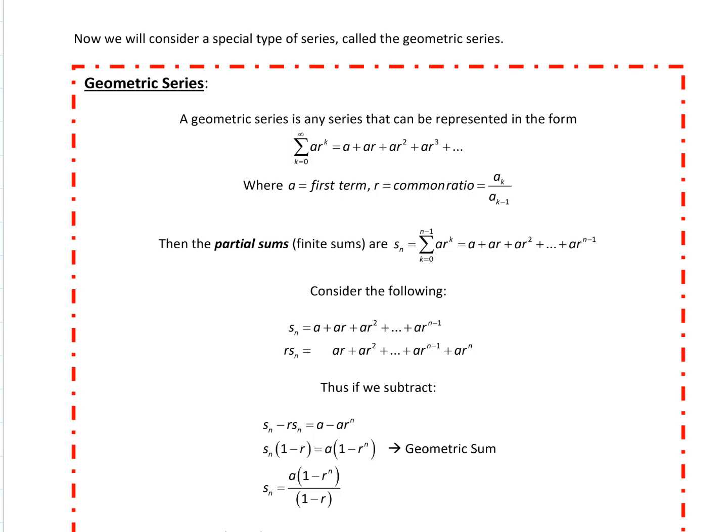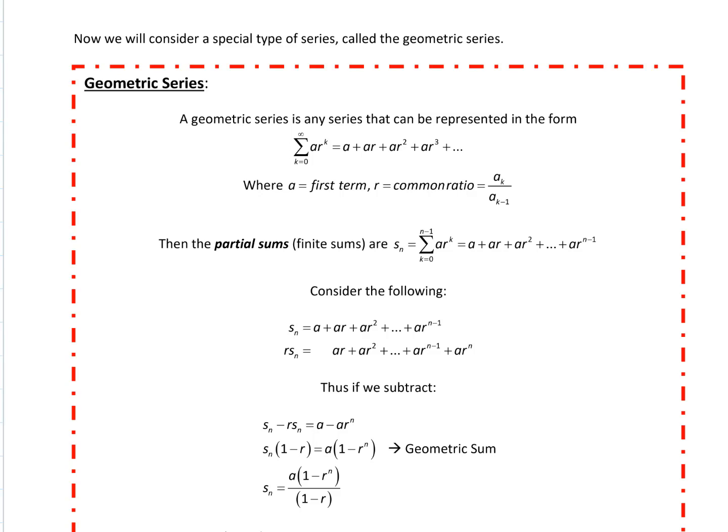For our next set of examples of series in section 11.2, I want to focus on a very specific series called a geometric series. Now, we already looked at geometric sequences in the sequence section, so now we're going to look at adding up those terms. So a geometric series is any series that can be represented in this form: the summation from 0 to infinity on the index k of a times r to the k.